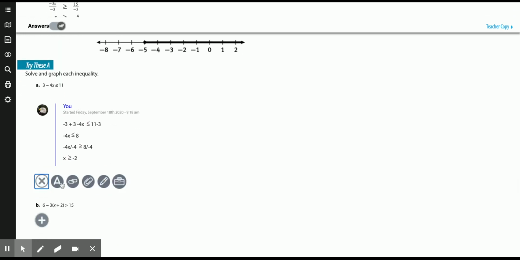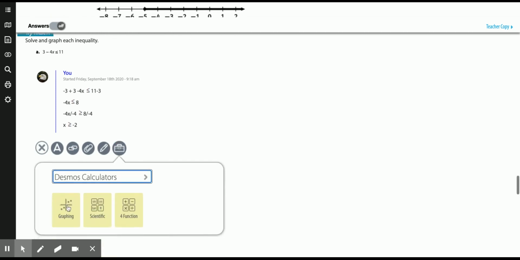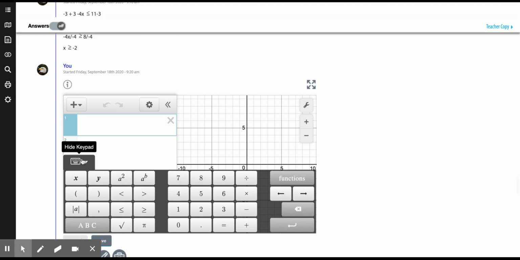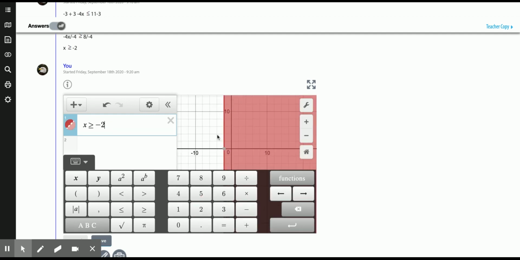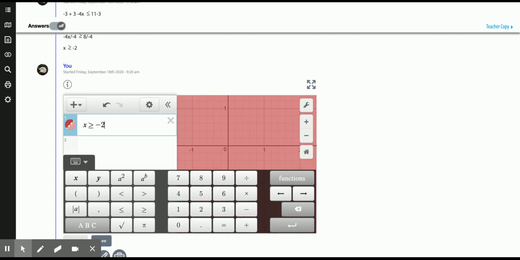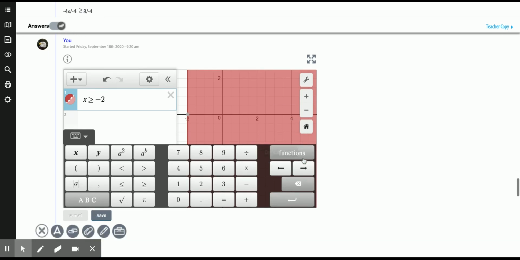Now let's graph it. We'll go to our Desmos calculator, our graphing calculator. We will say x is greater than or equal to -2. We'll zoom in so we can see it. And you'll see that it's a solid dot, and it covers everything that is greater than or equal to -2, since that's the solid dot part.